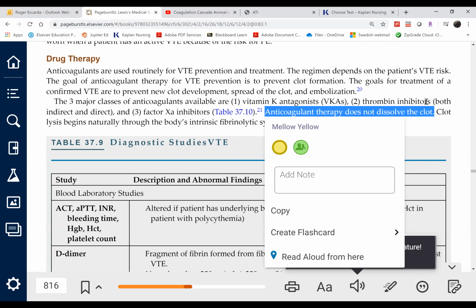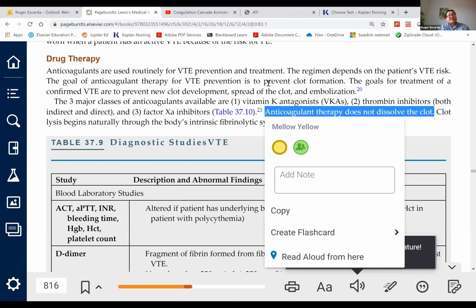Anticoagulant therapy does not dissolve the clot. Is that clear? So anticoagulants do not dissolve the clot. What dissolves the clot? The body dissolves the clot, through lysis. We do have thrombolytics, but thrombolytics are reserved for acute episodes.